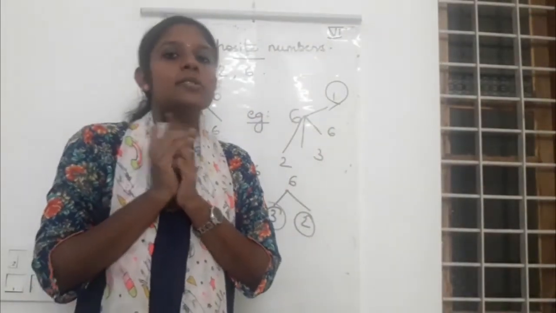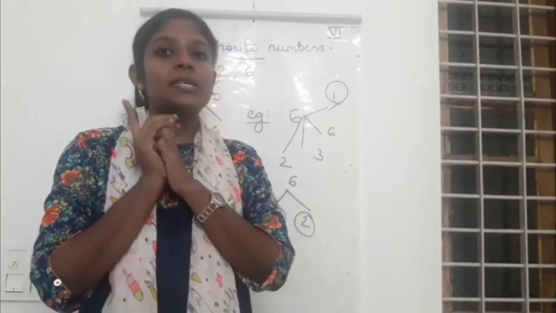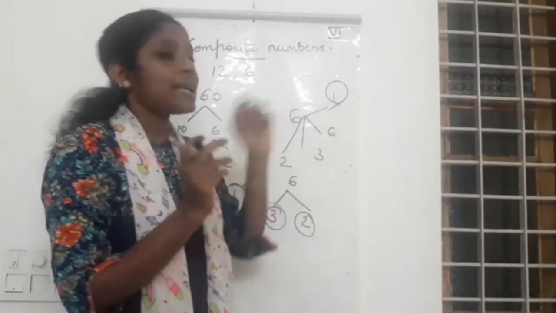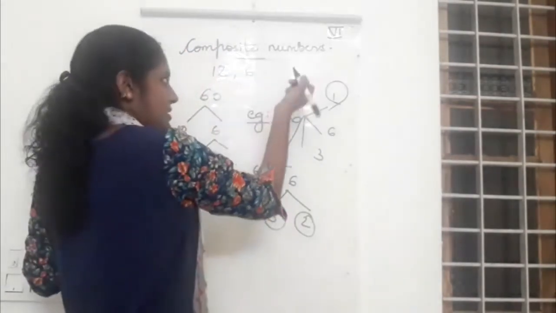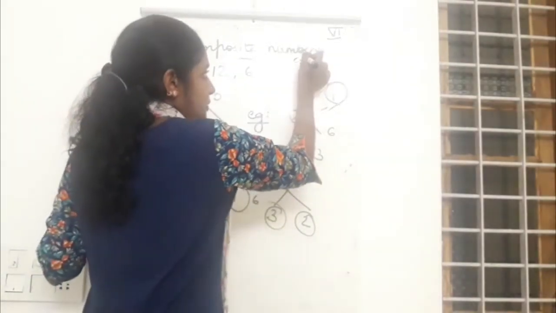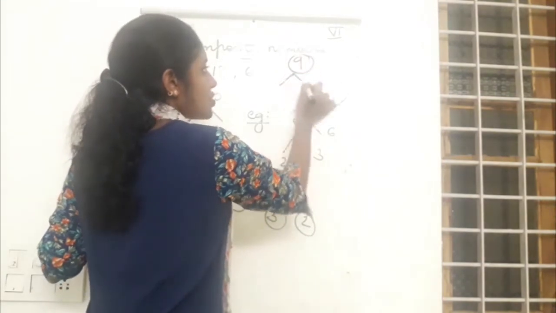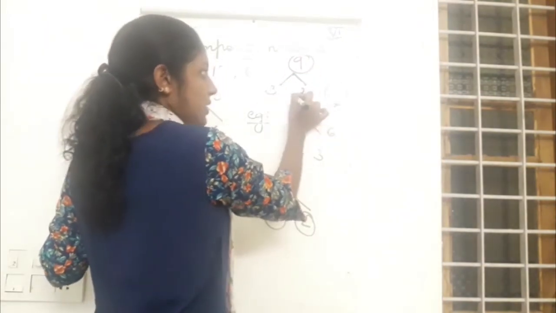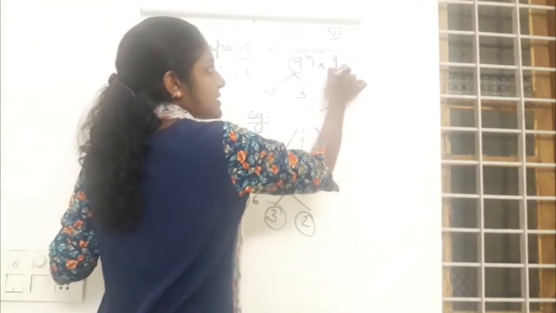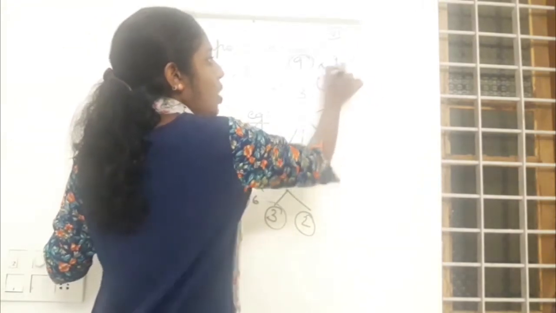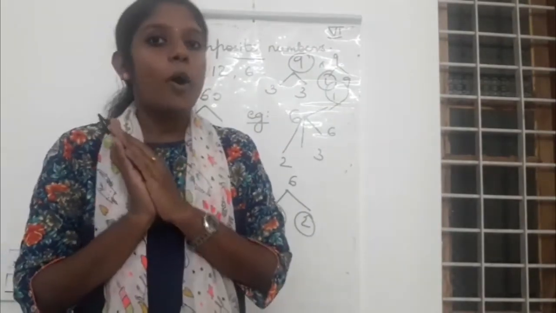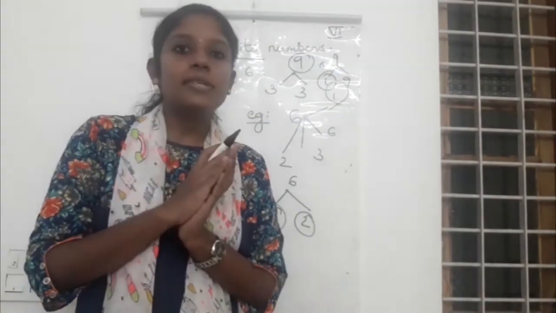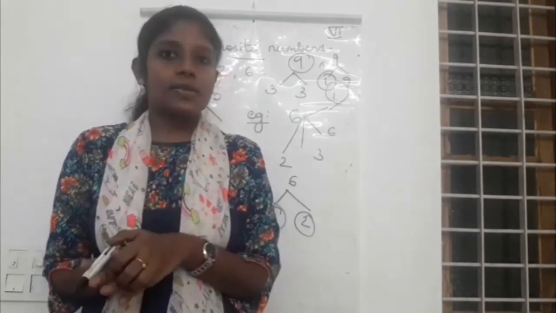So which number is not included in the prime factorization of a composite number? The answer is 1. Okay, hope it is clear for you. For example, 9, a composite number: in prime factorization you will write it as 3 into 3, but you cannot write it as 1 into 9. So 1 is not included in the prime factorization tree of a composite number. Okay, hope this is clear for you. Now we will move to the next question.